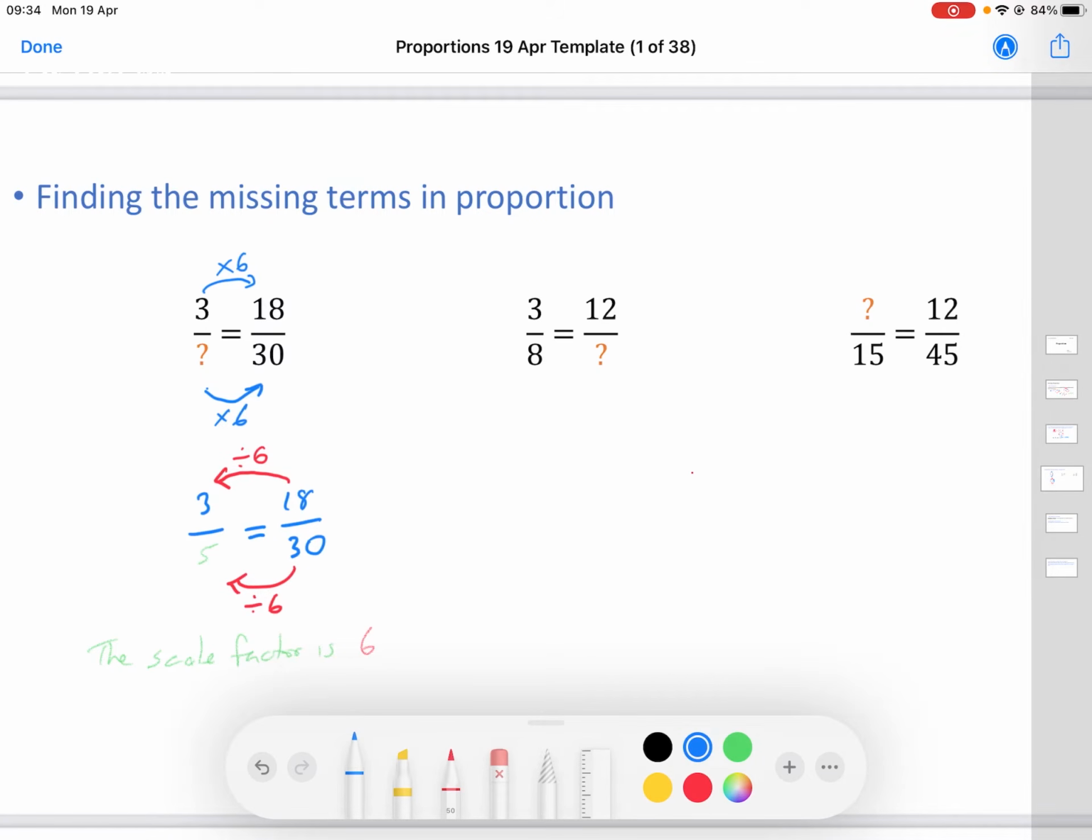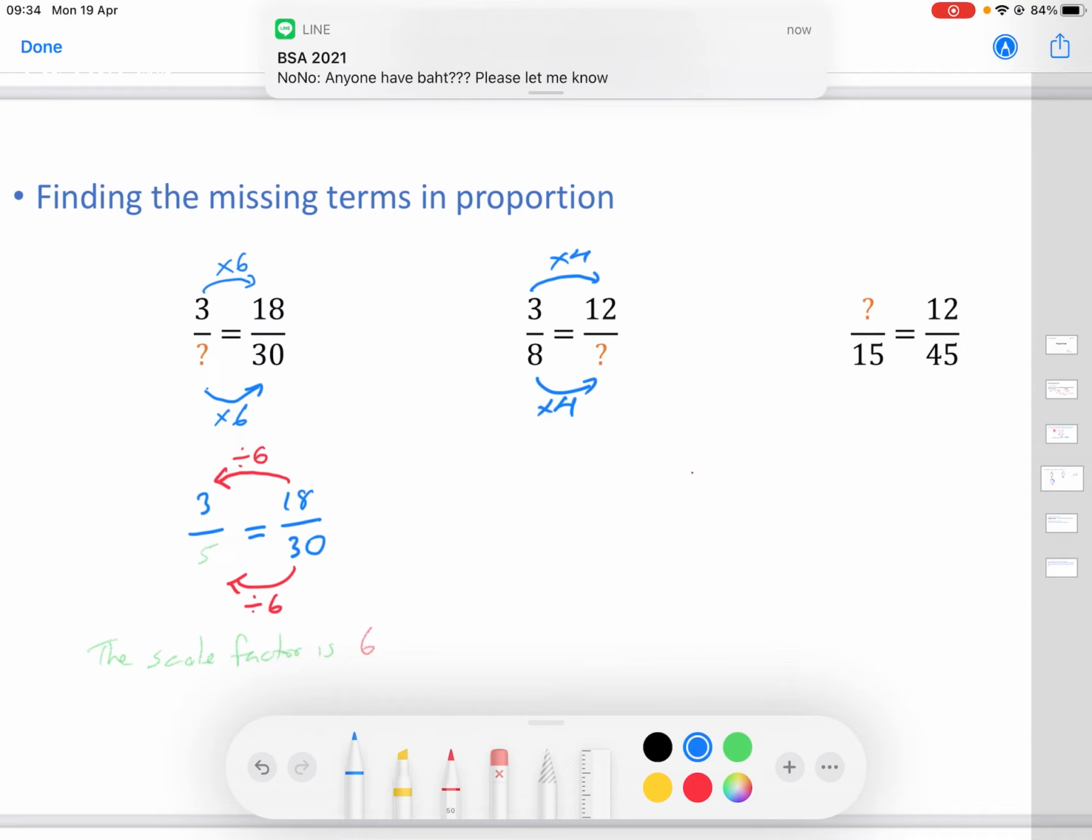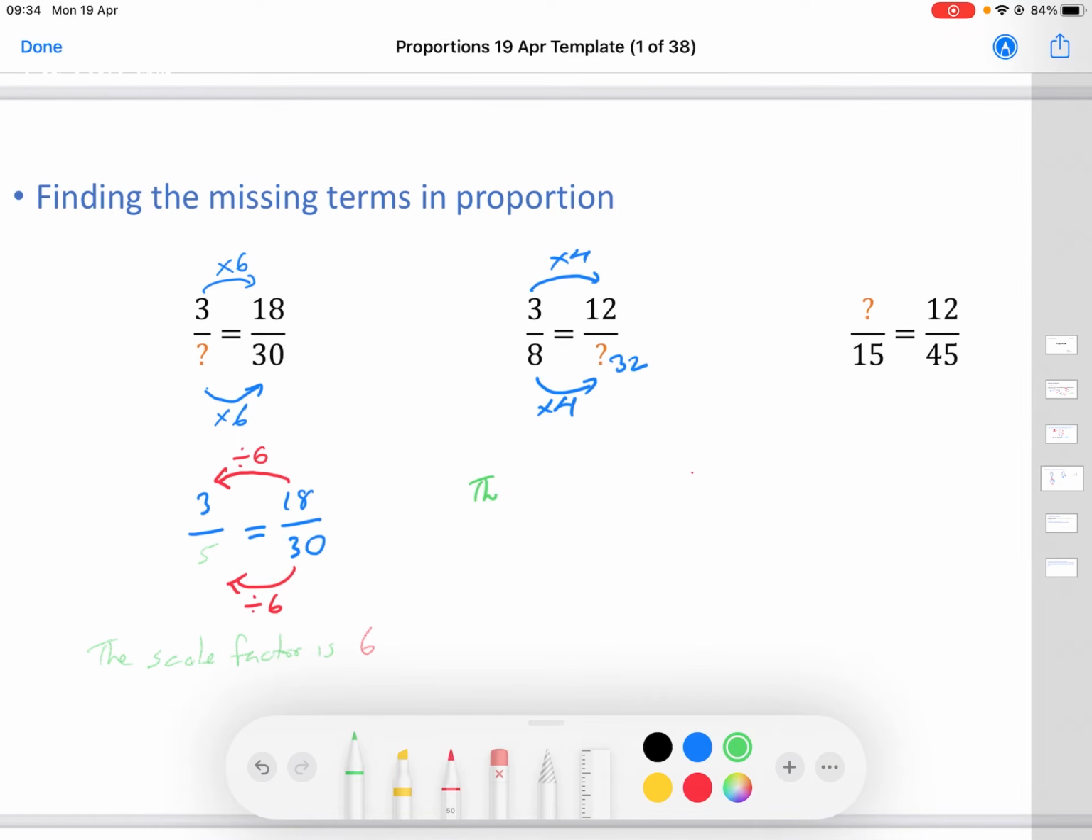Now let us look at the second question. In the second question, the second denominator is missing. 3 times 4 is 12. So 8 can also be multiplied by 4. So that is 8 times 4 is 32. Here, the scale factor is 4.